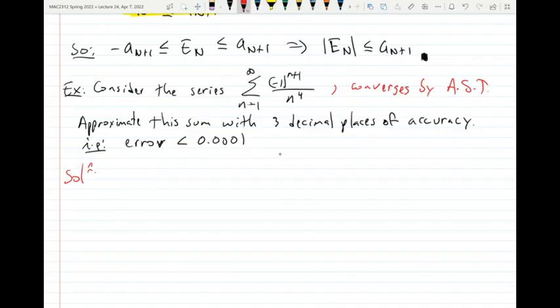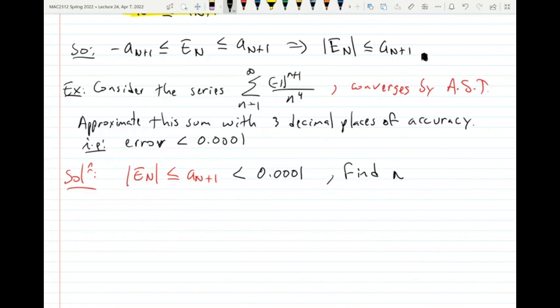Solution. We know that the absolute value of En is less than or equal to An plus 1. Okay? So that's the theorem that we have above. So what you do is, let's declare I want this to be less than 0.001. And then the question is, find n. Okay? So what n will guarantee this inequality?